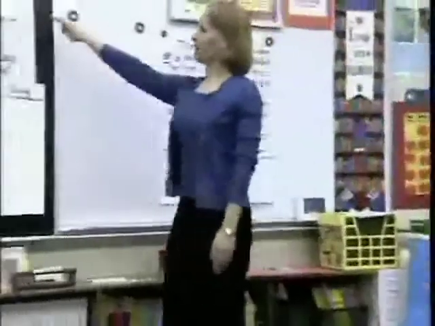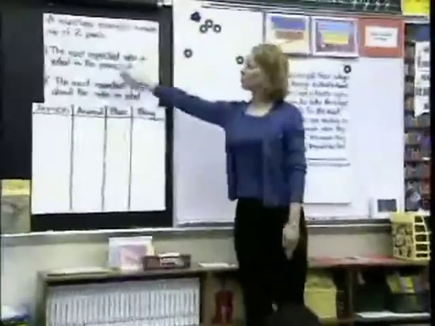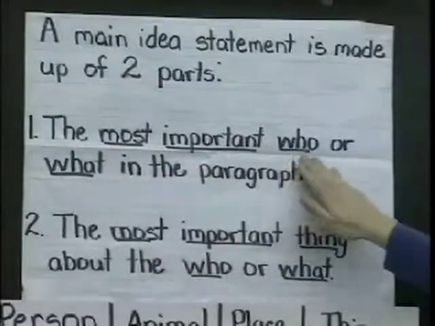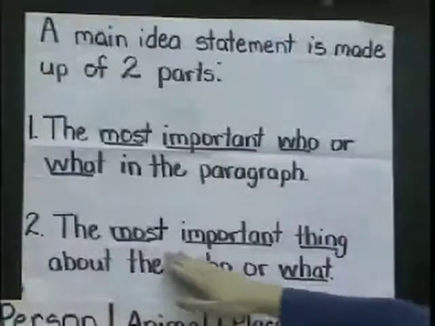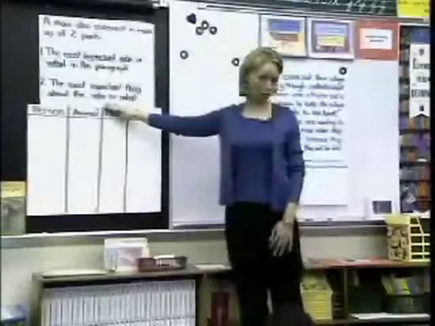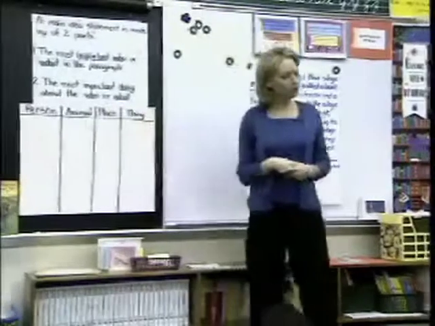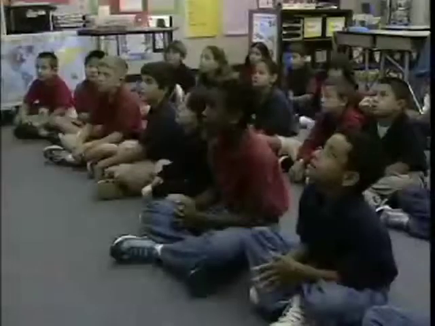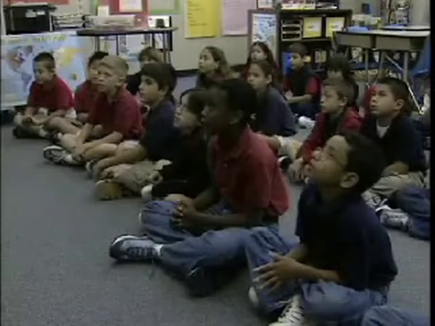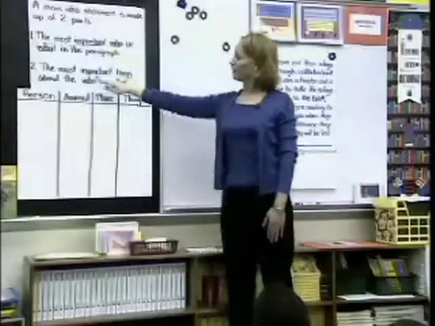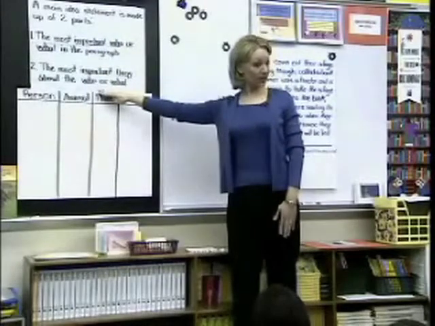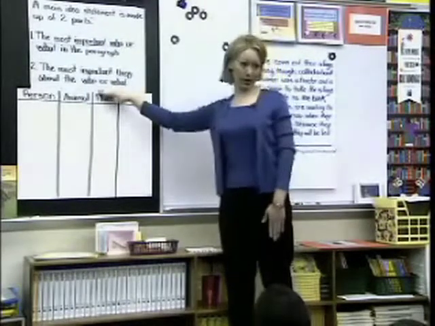Now, there are two parts that make a main idea statement. The first part is the most important who or what in a paragraph, and the second part is the most important thing about the who or what. Everybody whisper, shout to me, what are the two parts that make up a main idea statement? The most important who or what in the paragraph. The most important thing about the who or what.